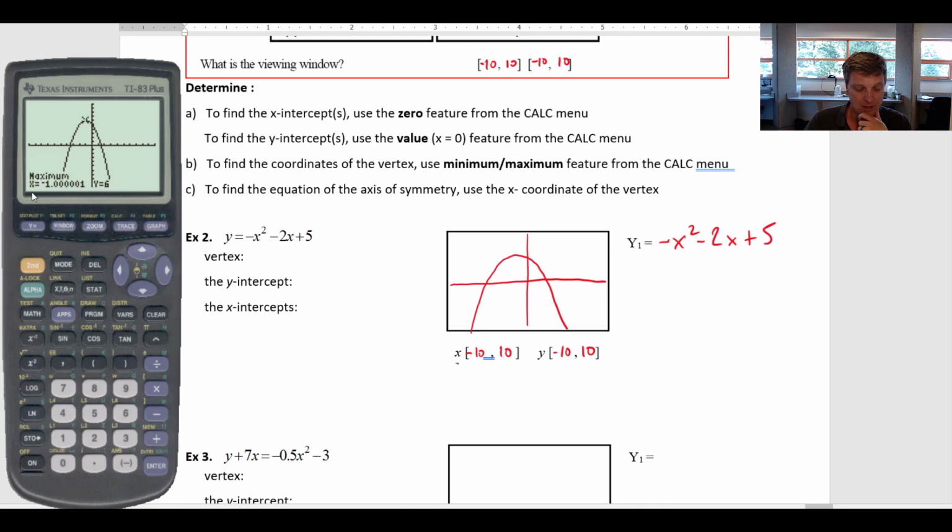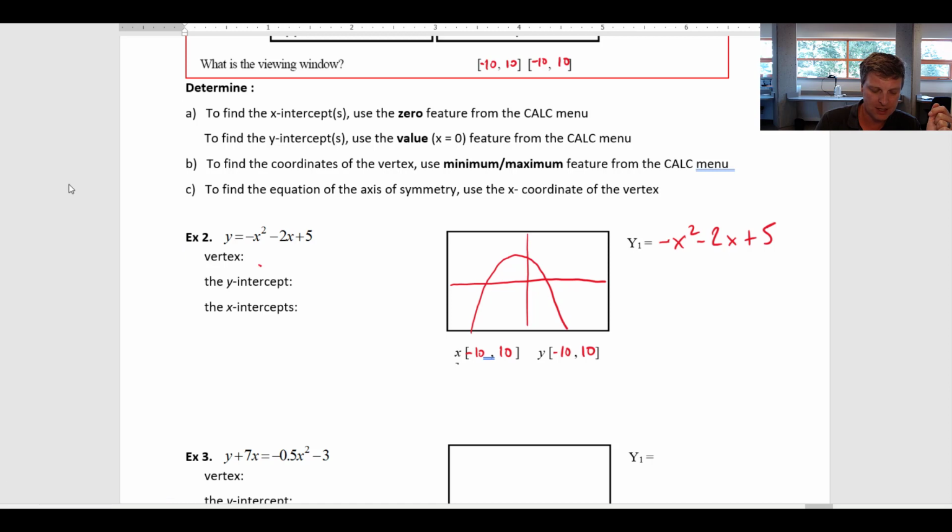And it says the maximum is going to happen at x equal to minus 1.000001 and y equal to 6. Now, I will point out that the way the computer does this calculation is somewhat imprecise. So when it says 1.000001, it really is okay to just call that 1. It's okay to round that off to a reasonable number of sig figs. So the vertex happens at -1, 6. So that's my location of the vertex.